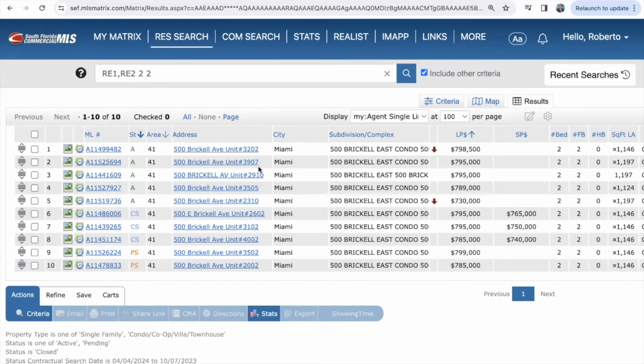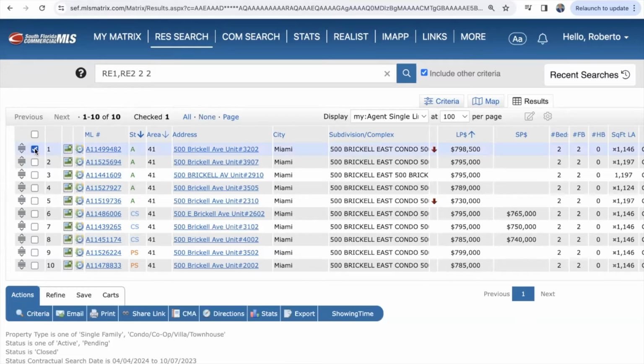Now you can look at the unit numbers and see which line. So let's say your subject property was in line 2. Let's say your subject property is 3202, this very first one that you see here. Then, of course, you just want to go ahead and select 2602, 3102, 4002, 3502, and 2002. So apparently, the O2 line is very popular in the last 6 months in this building. I mean, out of 10 results, we chose 6 from the O2 line.